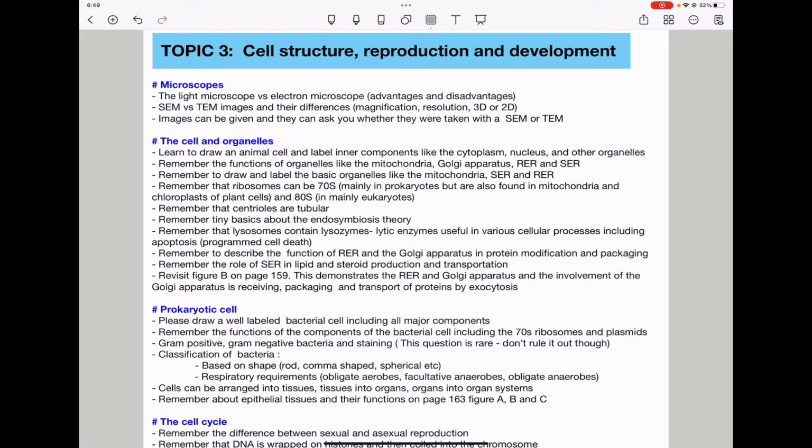Remember that lysosomes contain lysozymes, which are lytic enzymes useful in various cellular processes, including apoptosis, as well as destruction of old organelles. Remember to describe the function of the rough endoplasmic reticulum and the Golgi apparatus in protein modification and packaging. Remember the role of the smooth endoplasmic reticulum in lipid and steroid production as well as transportation. Please, you need to revisit Figure B on page 159. This page demonstrates the rough endoplasmic reticulum and the Golgi apparatus and the involvement of the Golgi apparatus in receiving, packaging, and transport of proteins by exocytosis.